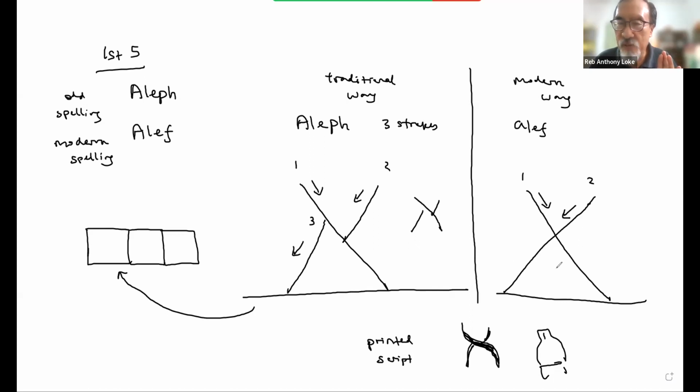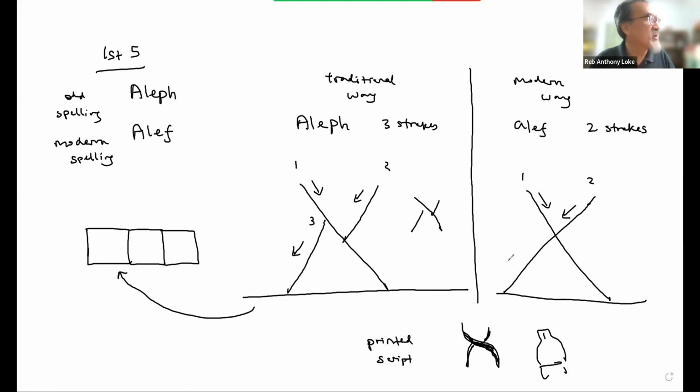So two styles of writing. One is a traditional style and one is a more modern style. Traditional style will take three strokes. The modern one will take only two strokes. Okay. So I learned the old style without learning the modern way, so I still write it this way. Okay. So 1, 2, 3. If you do the modern, 1, 2.